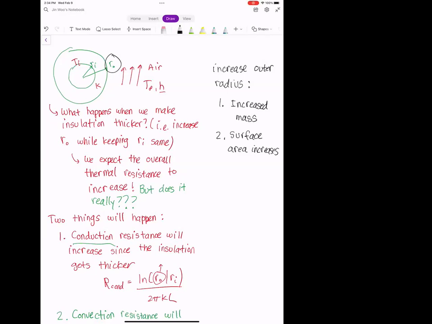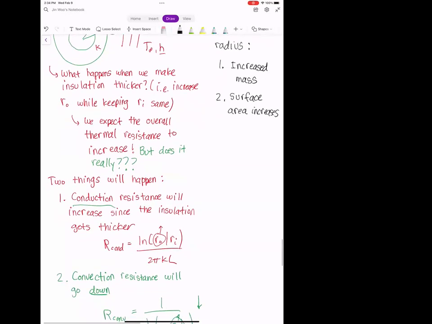And that might seem obvious, right? When you increase the radius, you increase the volume. Of course, the surface area is going to increase. That's not exactly rocket science, but it has really interesting effects on our thermal considerations. Each of these two effects has a different thermal consequence.